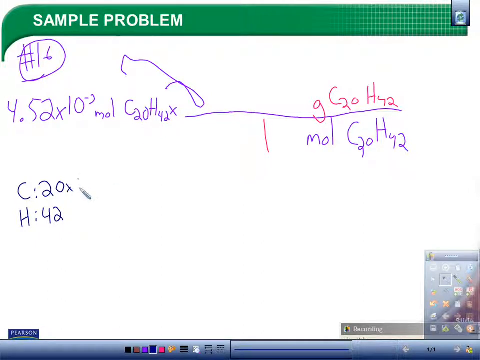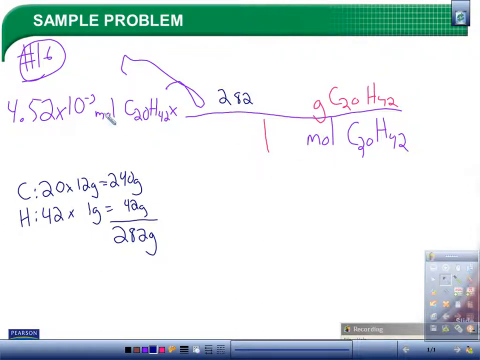I go to carbon on the periodic table, it's 12 grams. I go to hydrogen, it's 1 gram. I multiply those. And I add them together. And I take that number and I put it up here. Okay, I'm going to cross off my like units. And then my setup is done.